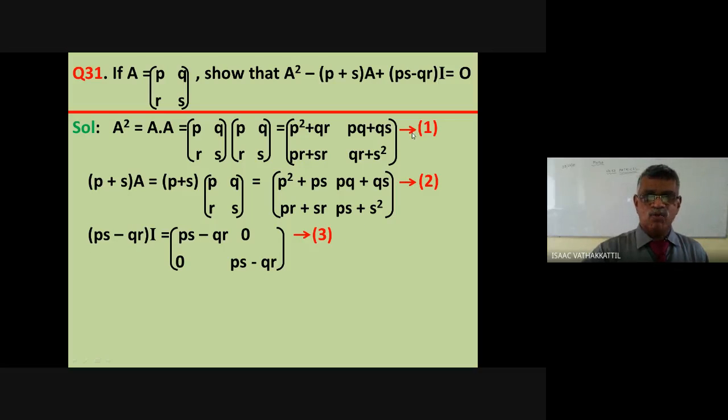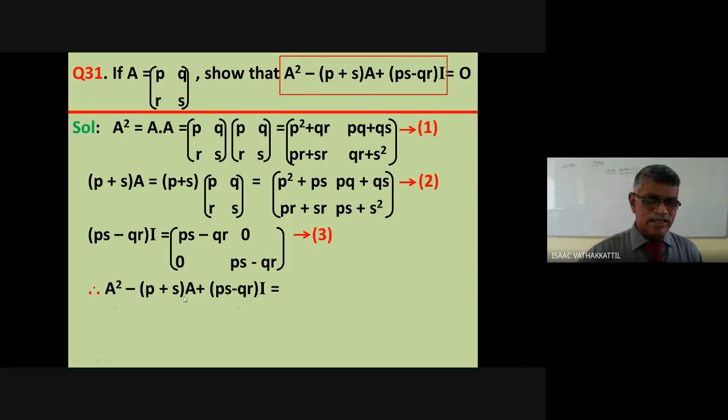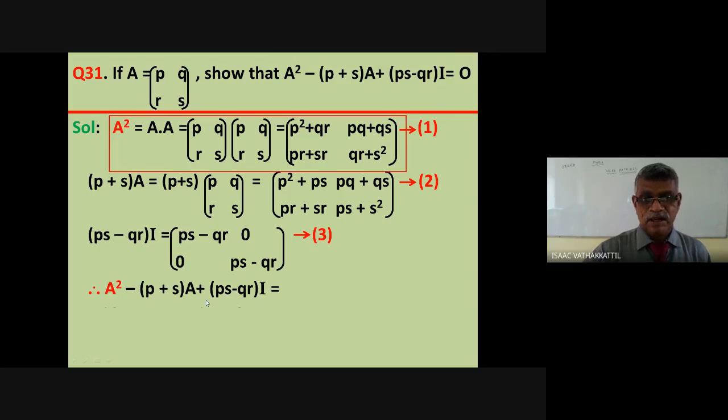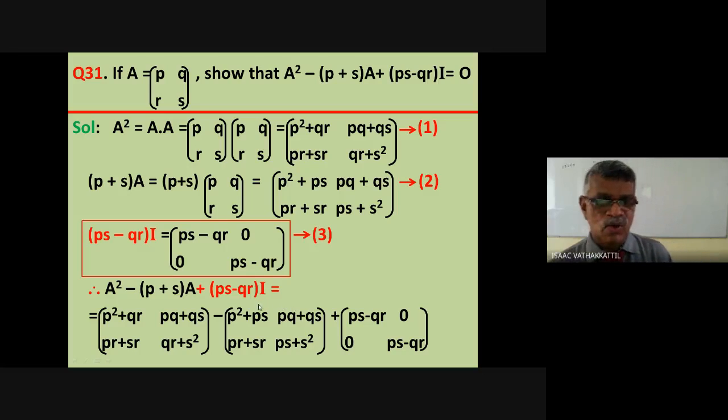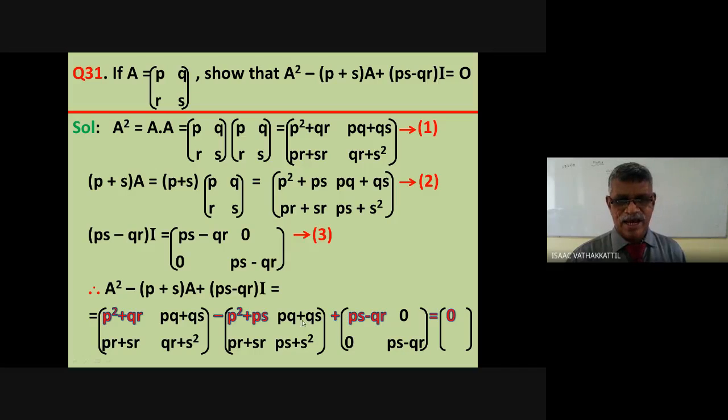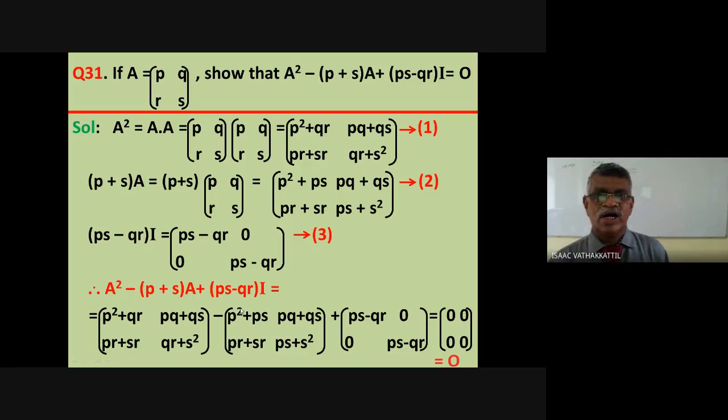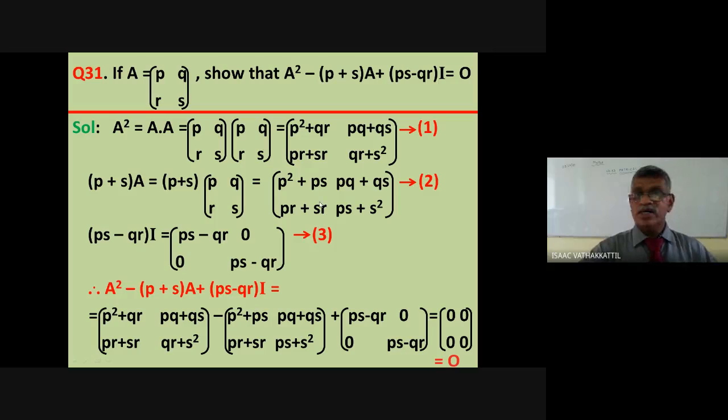Now, equation 1 minus equation 2 plus equation 3, you get A squared minus (P plus S) into A plus (PS minus QR) into I. So A squared minus (P plus S) into A plus (PS minus QR) into I. Well, it is obvious that when I add, you are getting the 0 matrix, [[0, 0], [0, 0]]. That is a 0 matrix. Okay?